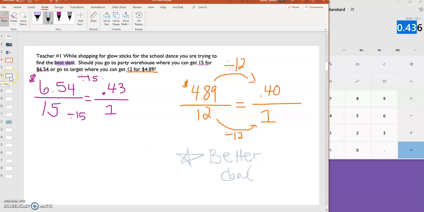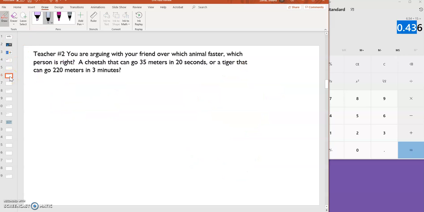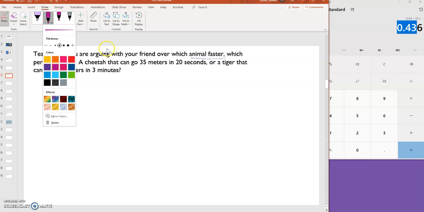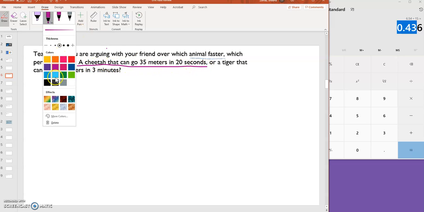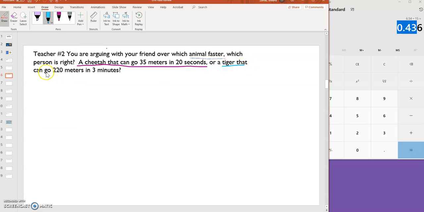All right. Next topic we covered in Unit 3. Very similar to the first one. Now in this one, though, what I'm trying to identify is who is faster. So a comparison again between two different things. We're told about a cheetah, and that's the cheetah one. And then we are also told information about a tiger. And we want to now compare these two.